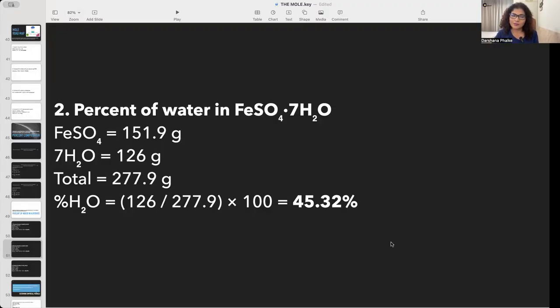Percentage of water is very simple. Just divide the molar mass of water with the molar mass of the total compound, and that is 45.32%. So students, this video was dedicated to the percentage composition. There can be many more complicated questions based on this topic and connecting it with mole concept, but we are doing just the simplest ones here, and the deeper ones will be done when we meet online.